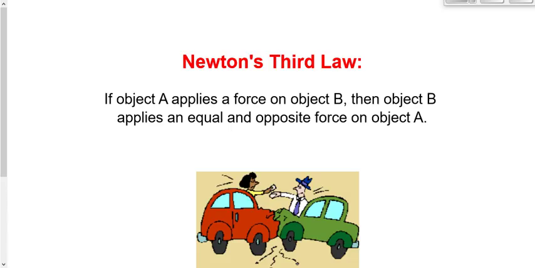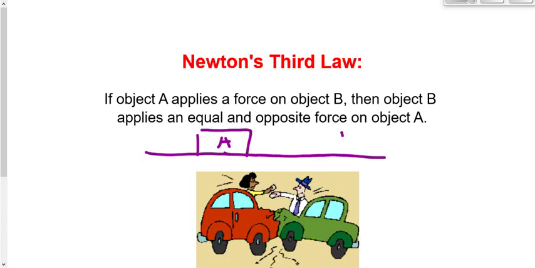Well, we know that can't be the case. We know that the net force isn't always equal to zero. We learned that those action-reaction forces are not acting on the same object, rather they're acting on two different objects. And that's why I like to state Newton's third law this way. If object A applies a force on object B, then object B applies an equal and opposite force on object A.